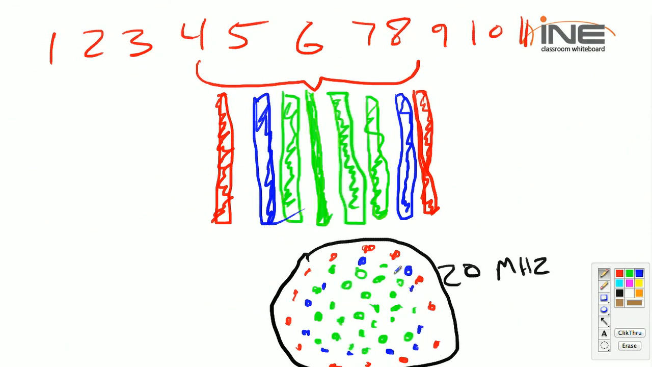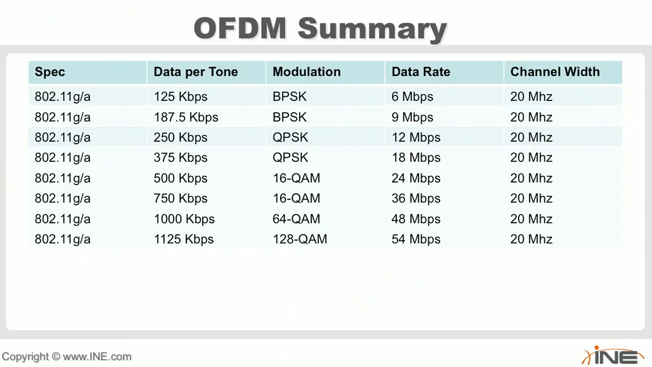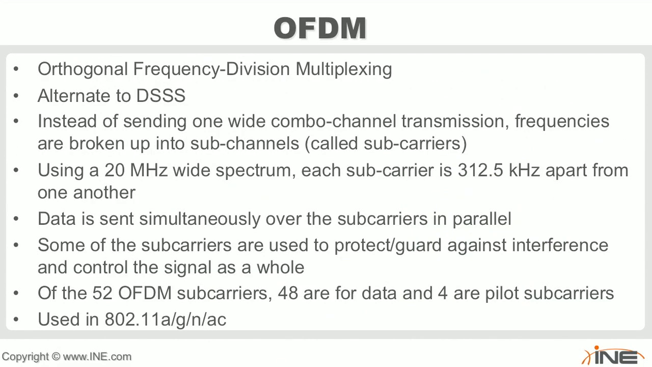Okay, so we got the blue that are kind of controlling the green and the red that are kind of guarding against outside interference or intruders. So that's the idea. Hopefully that helps to make a little bit more sense, because OFDM can be a difficult concept to grasp at first.